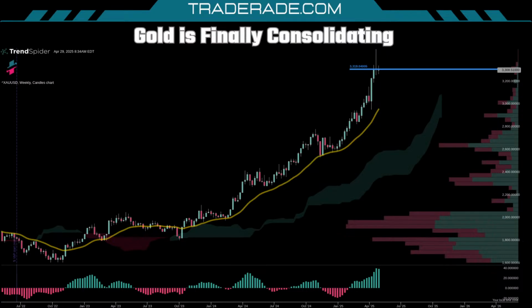I do have a runner position on in gold. I took off my core, and most of that core went into silver and gold miners, one of which is Rio.V on the Toronto and Rio FF on the OTC. That thing's been flying. So I don't have any regrets getting out of gold because I was able to capitalize even more on how some of these other assets are performing. But I'm still interested in getting back in if we can get back to that 21-week EMA and structure is still in an uptrend.